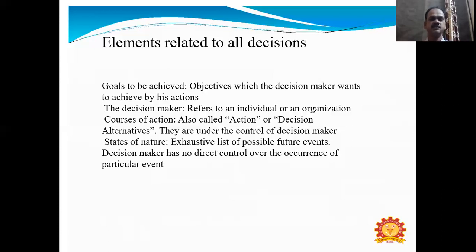States of nature: an exhaustive list of possible future events. The decision maker has no direct control over the occurrence of a particular event. So it will not use a single procedure or single method to make the partitions or the various branches. They use various methods or various procedures to make the branches.